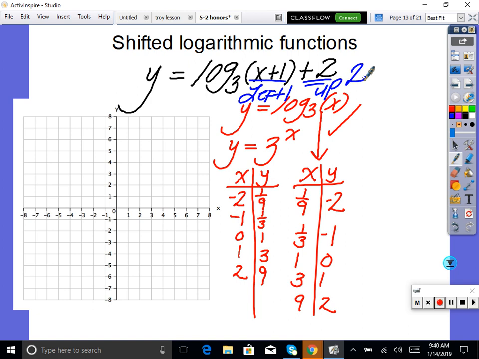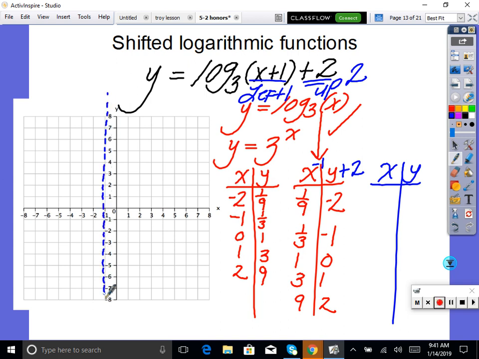Isn't a left shift an x shift? Left 1, so we'll take our x's and we'll subtract 1 off of them. Then we're shifting up 2 units, so we'll take our y values and add 2. And then we will have our new x, y points, everybody. And those are our official points. Now, before I even get those points, because I went left 1, I used to have a vertical asymptote at 0, and now I've shifted left 1. My new vertical asymptote is at -1. I'll graph that before I even do my new x, y points.